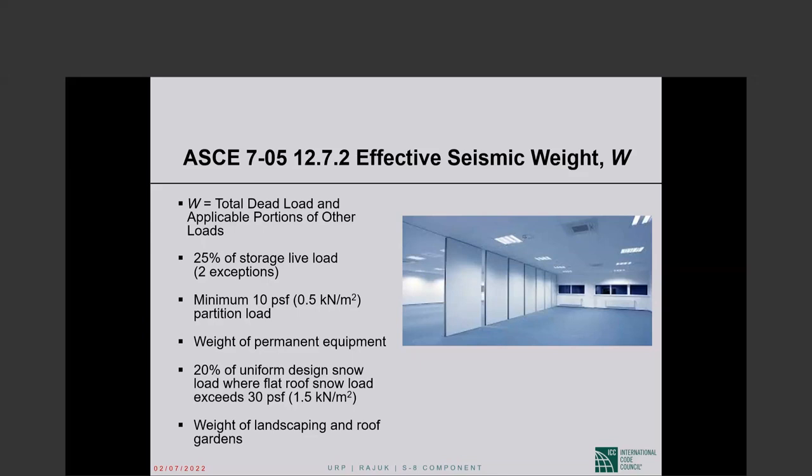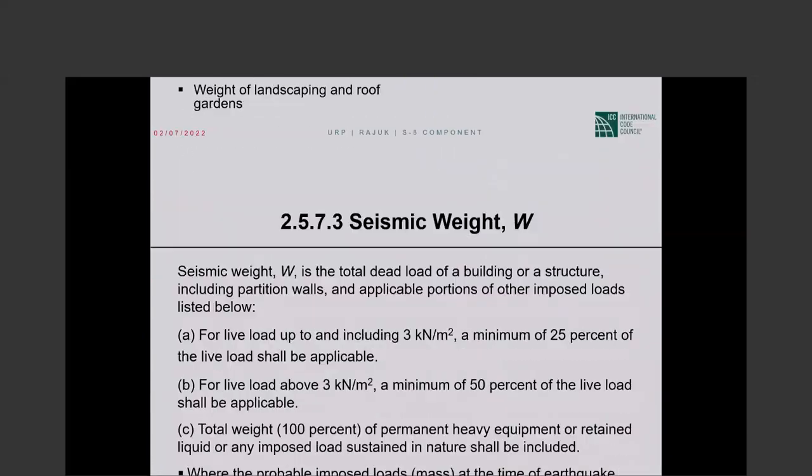We go for lighter partitions. Weight of permanent equipment, and 20% of uniform design snow load, where flat roof snow load exceeds the threshold. That is a very important component, but not for you, so let me not spend time here. And then weight of landscaping and roof gardens. So if you have a garden on your roof, the weight of that has to be included in the seismic weight.